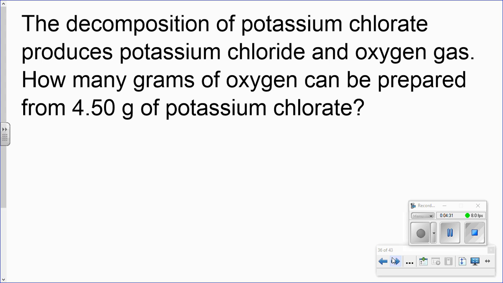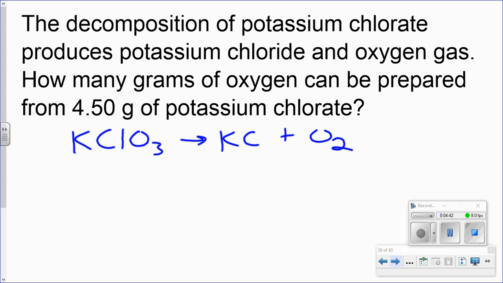Okay, the decomposition of potassium chlorate, KClO3, produces potassium chloride and oxygen gas. So let's balance the equation. Okay, so I need a 3 here, I need a 2 here, and a 2 here. So that's balanced correctly. How many grams of oxygen can be prepared from 4.5 grams of potassium chlorate?